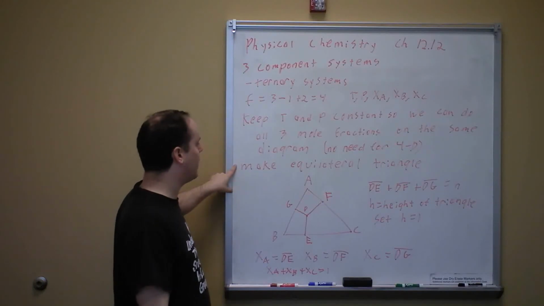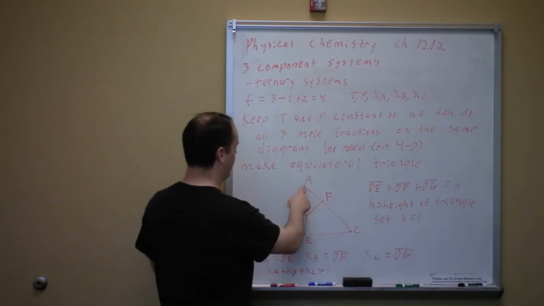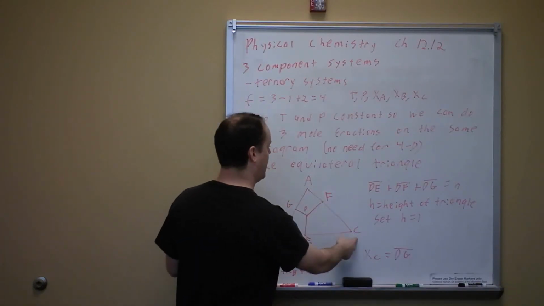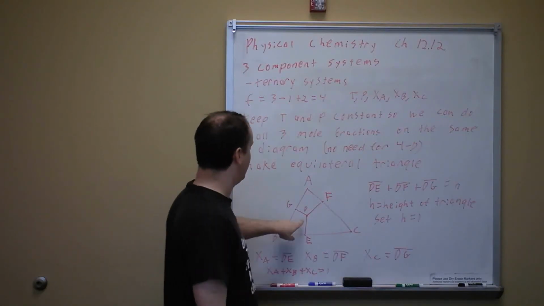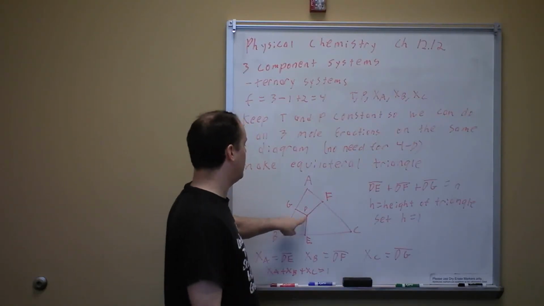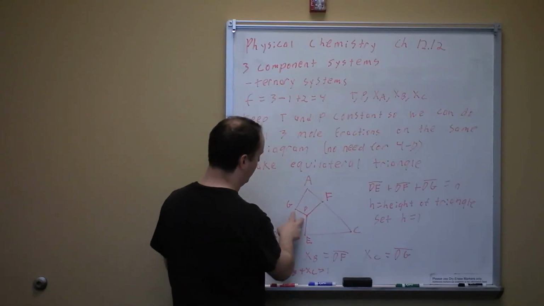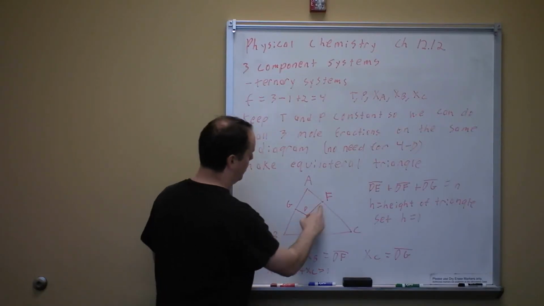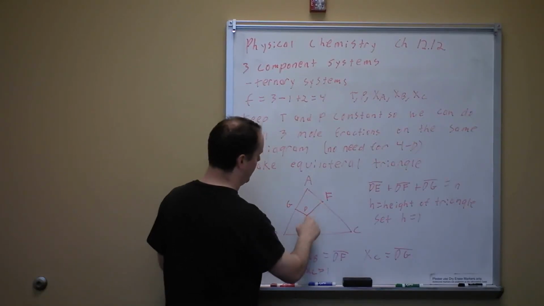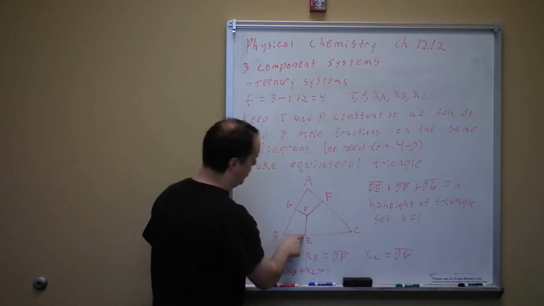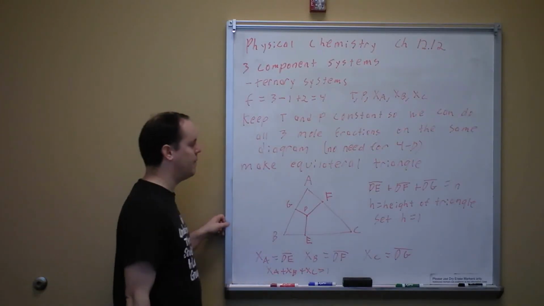So we're going to make an equilateral triangle. We're going to have component A, B, and C. And then we want to be able to describe any point D within the triangle. So we draw a perpendicular line to this segment, call this point G. Draw a perpendicular line to this side, call that point F. And draw a perpendicular line segment to D from this line segment, call it point E.